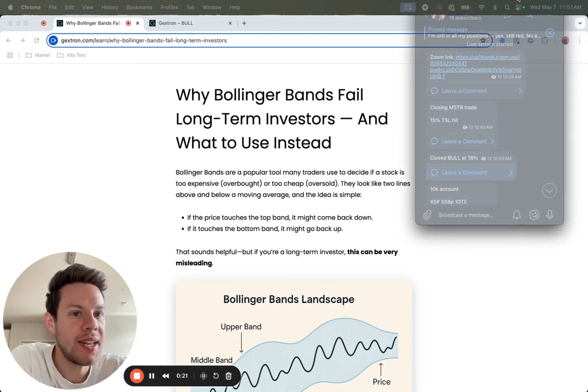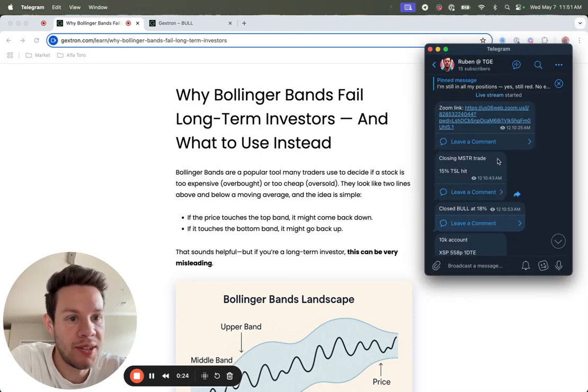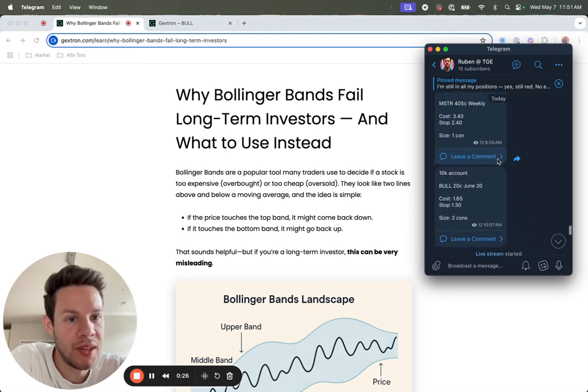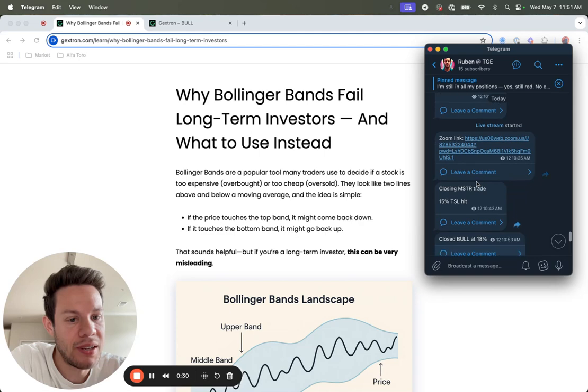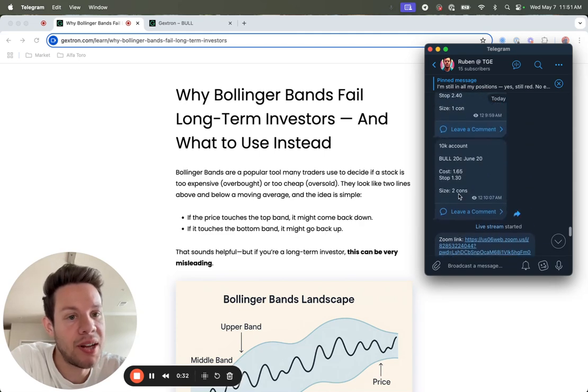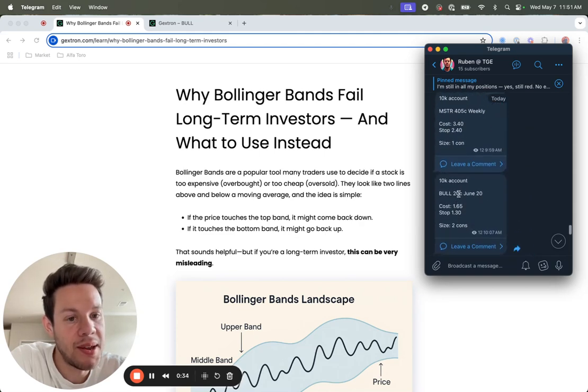We took a few trades today, and I'll probably be doing a recap on this example of how we took some of them. We took MSCR, got 18% on that, I believe, or 15%. We hit a trailing stop loss. I think it hit a 25% at some point.